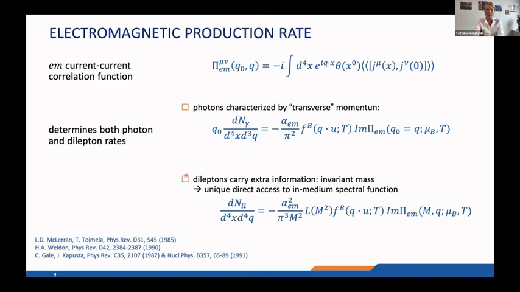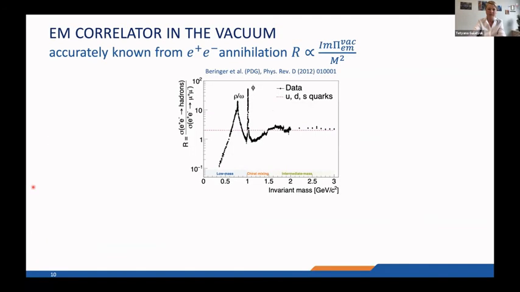However, dileptons carry unique information in terms of their invariant mass. Therefore, by measuring dilepton spectra in the experiment, one can get direct information about the in-medium spectral function, which has also been introduced by previous speakers. This electromagnetic spectral function is well known in the vacuum, from electron-positron annihilation, through the ratio of the cross-section of e+e- going to hadrons divided by the cross-section of e+e- going to mu+mu-.